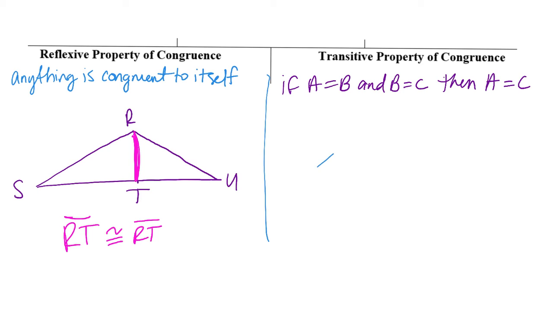So I'm going to draw a picture. So angle A is congruent to angle B because they both have the same little swoop marks. B is congruent to angle C because they all have that single swoop mark. They are all congruent to each other.